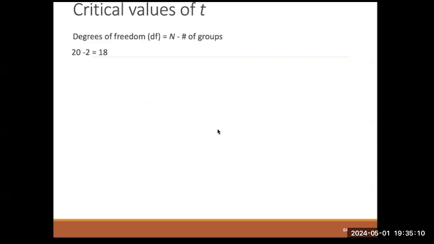First of all, we have to calculate the degrees of freedom. So the degrees of freedom is n, the number of participants or observations, minus the number of groups. We said the n was 20, subtract 2, because we had 2 groups, the hypnosis group and the control group, so our degrees of freedom is 18.